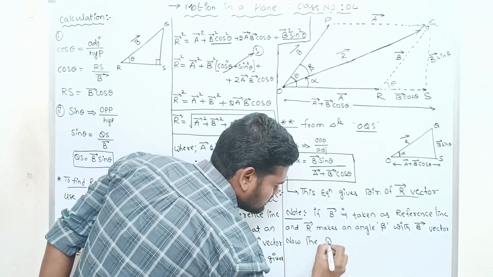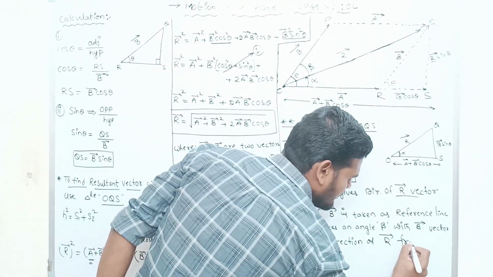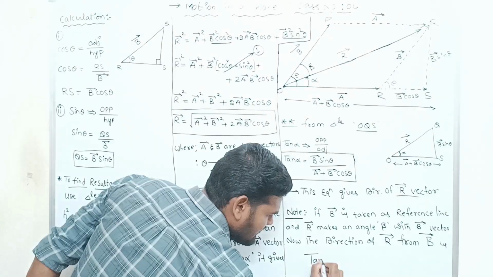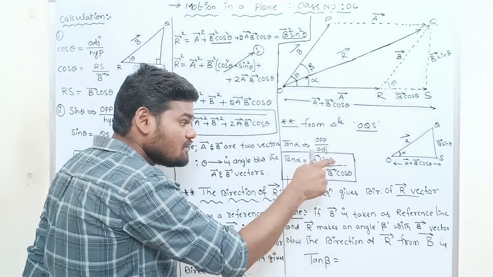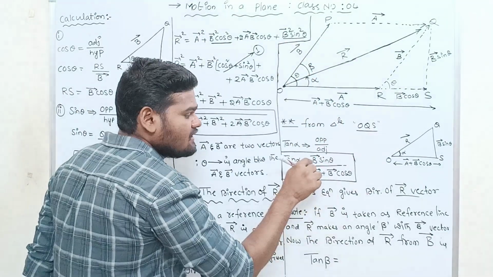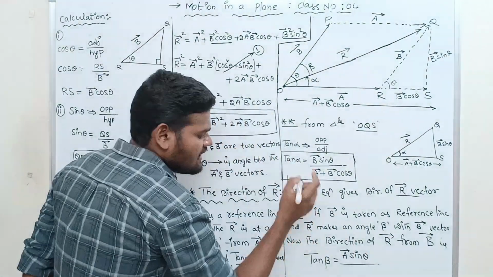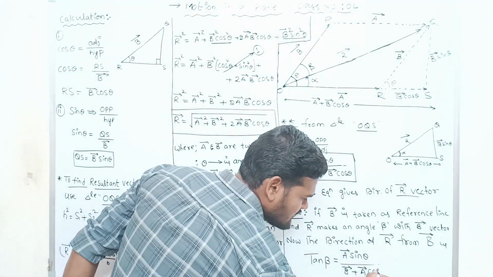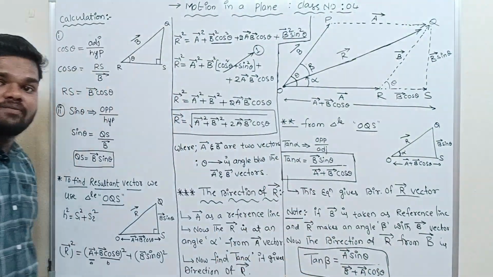Now the direction of R bar from B vector is given by tan beta. Tan beta is equal to, have a look, here we have B bar sin theta when we take the A bar vector as a reference line. Now we are taking B bar vector as a reference line. Now this B bar becomes A bar sin theta divided by, this A bar becomes B bar plus A bar cos theta. Are you getting, ma? Just at the place of B bar you will get A bar, at the place of A bar you will get B bar. Okay, right.